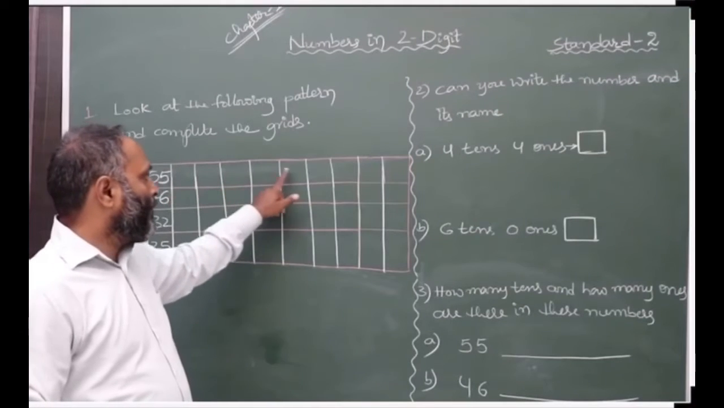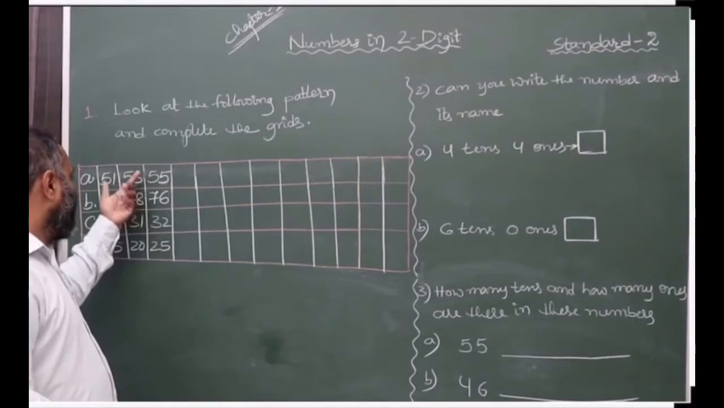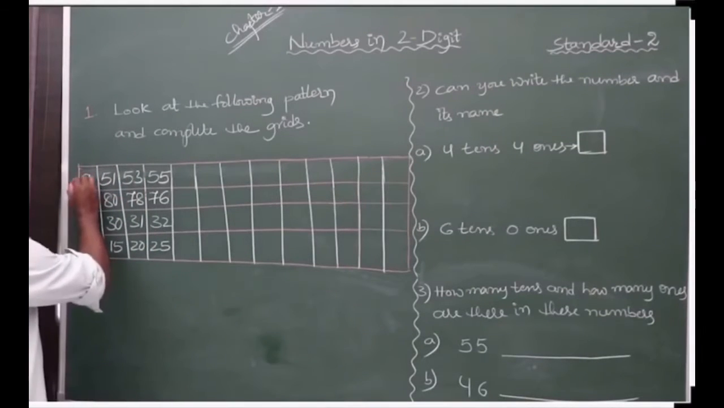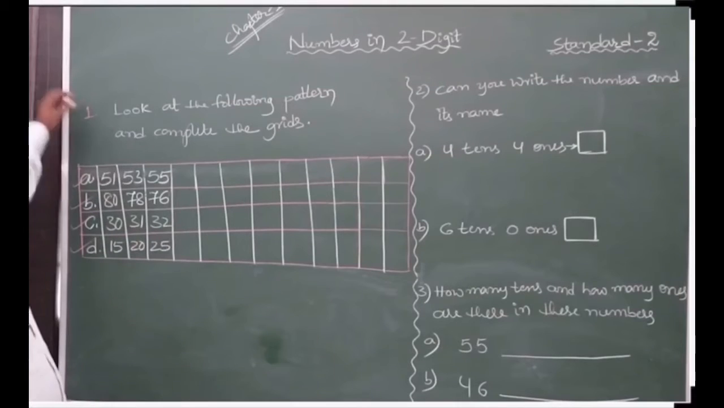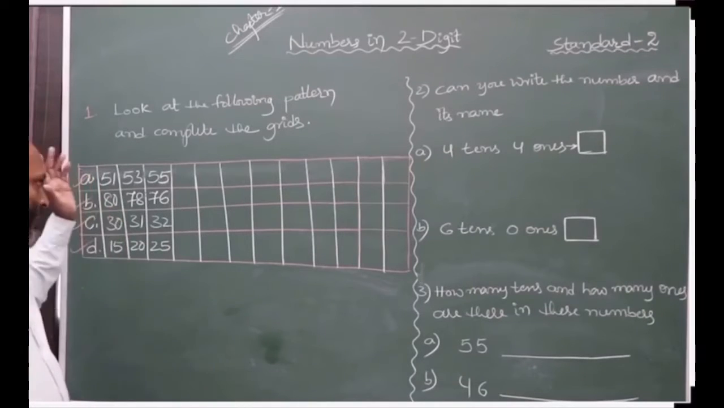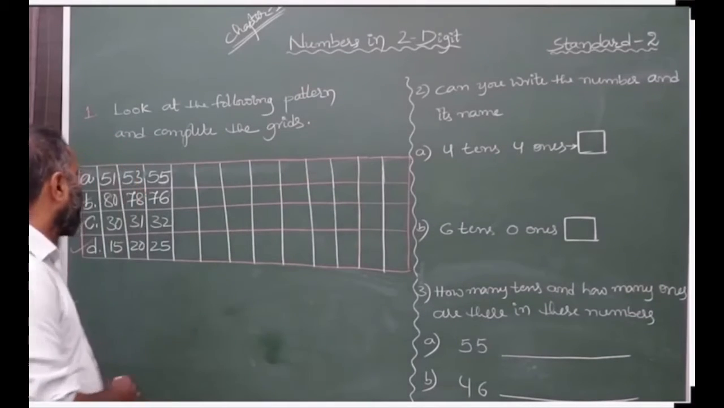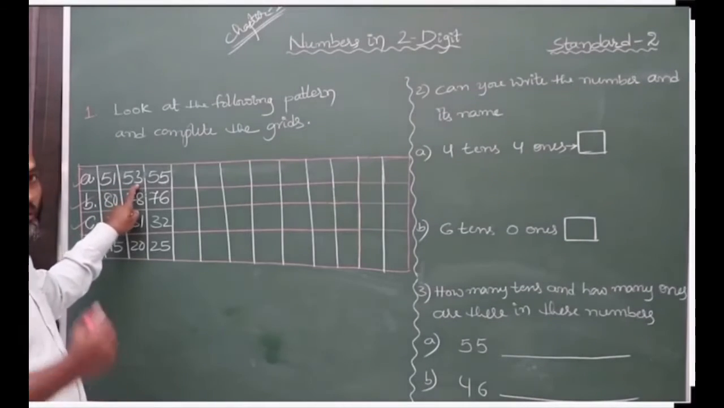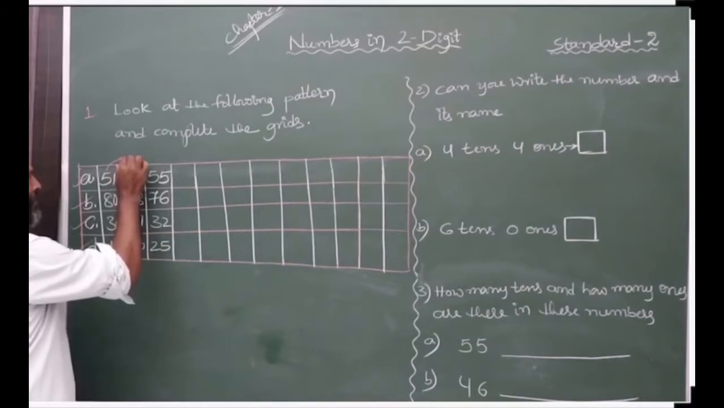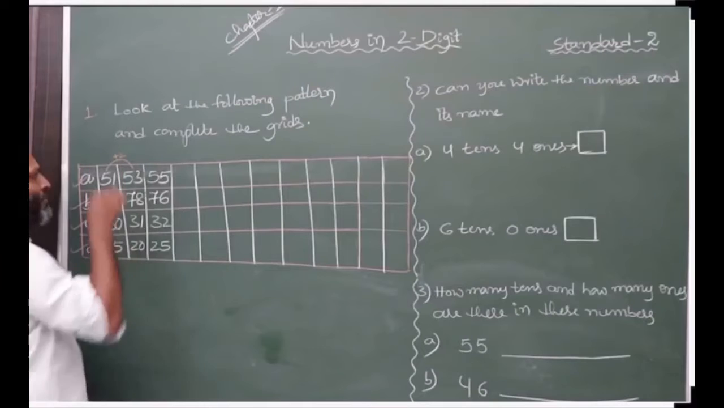1, 2, 3, 4, 5, 6, 7, 8, 9. Nine grids are missing. First we have to check this A. This is the first question, this is the second question, this is the third question and this is the fourth question. These four questions we have to check first, and we have to complete the grids according to the pattern. Here 51 and 53, after 51 and 53, 2 is increasing.